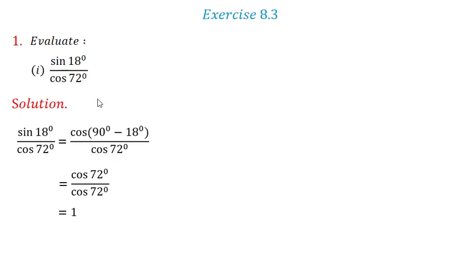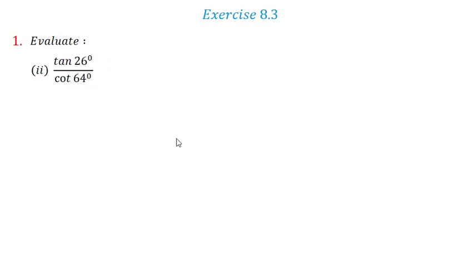Now here you see, when sine and cos are given, you just try to add these angles, that is 18 and 72. If you are getting 90 degree, then these formulas are helpful. Okay. So sine is related with cos, tan is related with cot, and sec is related with cosec with these complementary angles. Second question. Now this question you can try yourself, right?